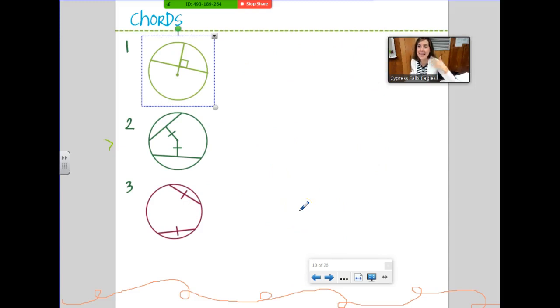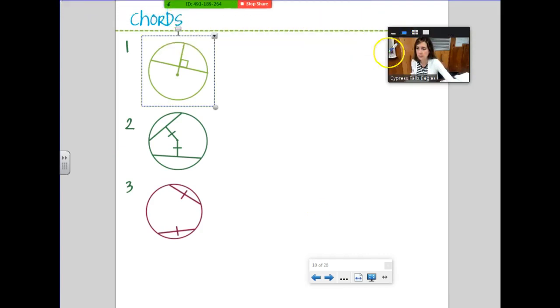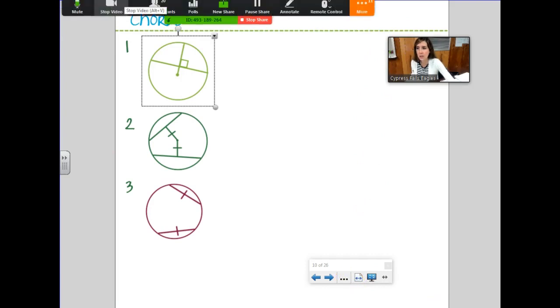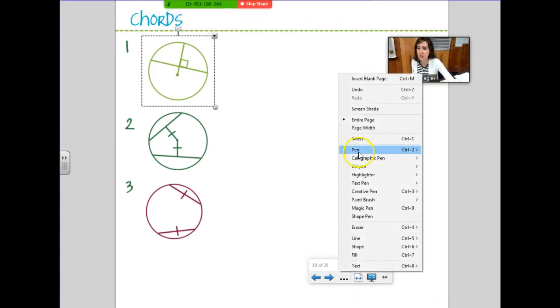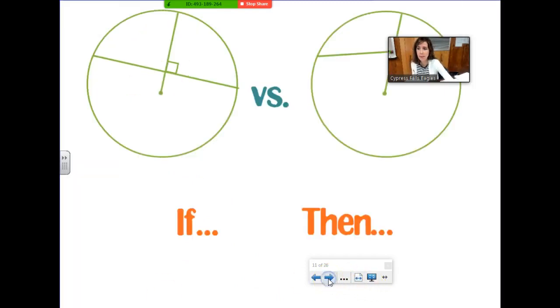These represent the beginnings of our theorems, and we'll write out a theorem next to each one. There are 3 chord theorems to go over. These pictures actually represent the hypothesis of each theorem. So if this green thing happens, if the darker green thing happens, if the maroon thing happens, and then we're going to write a conclusion. For this next part, you can just watch. We're just going to talk about what the first theorem might be.